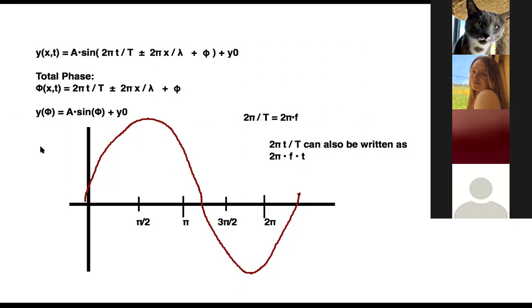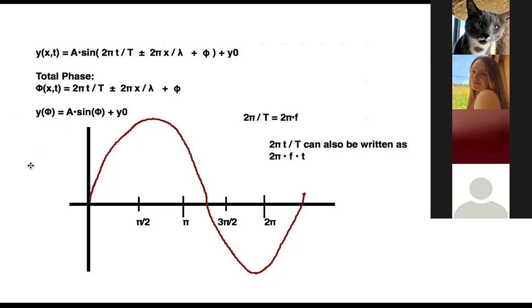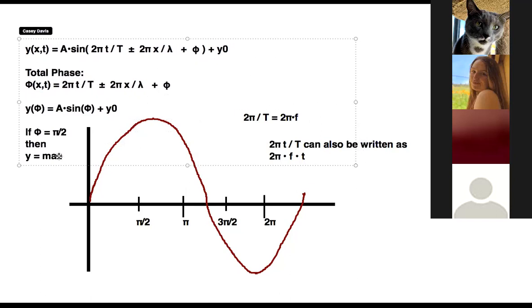And one of the big advantages of writing it like that is that the total phase tells you some very important information. For example, let's say you're at a certain position and a certain time, and you find that the total phase is pi over 2. What is sine of pi over 2 going to be? 1. Yeah, that should just be 1. So if total phase equals pi over 2, then the sine of total phase becomes 1, which is the highest it can be, which means you get the maximum possible y value. In other words, a crest.